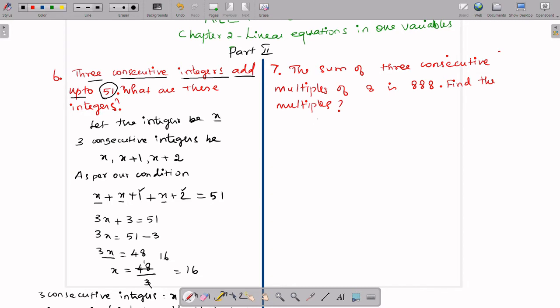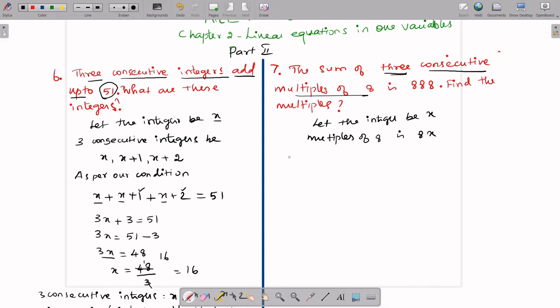Let the integer be x. We have to take consecutive multiples of 8. First, what is a multiple of 8? When you consider the number x, multiplied by 8, it is 8x. So a multiple of 8 is 8x. What do we have to take next? Consecutive multiples of 8. How many consecutive multiples do we need? 3 consecutive multiples.